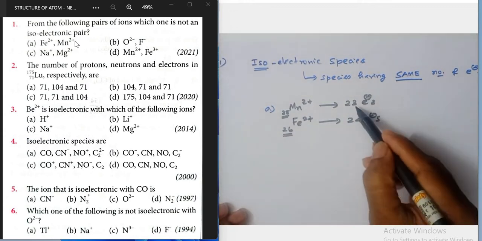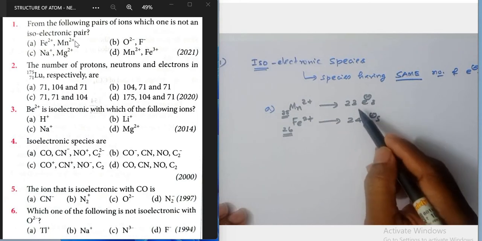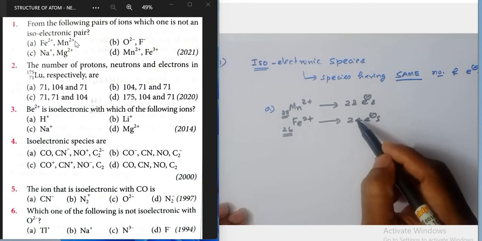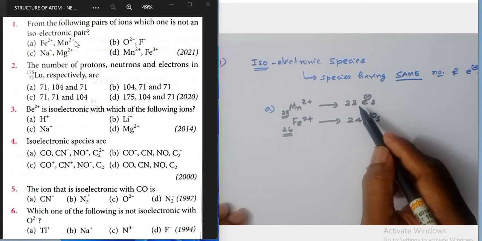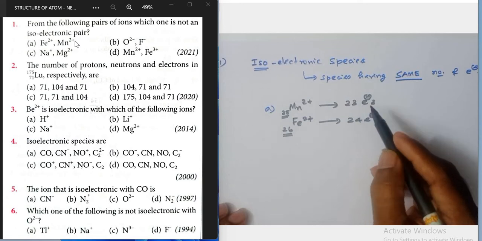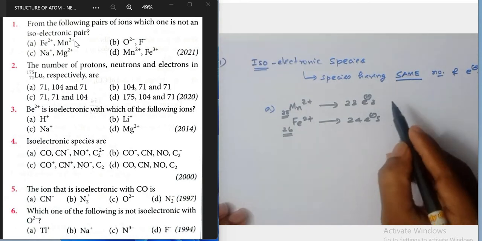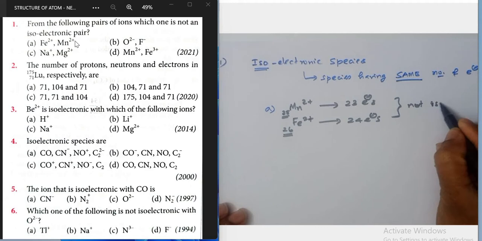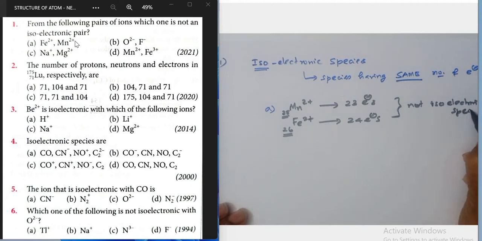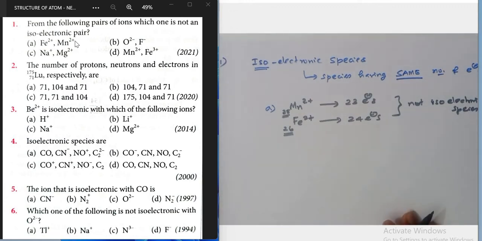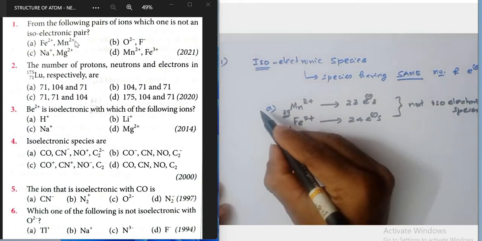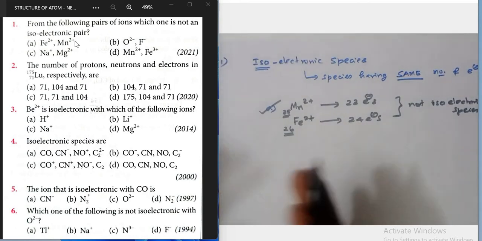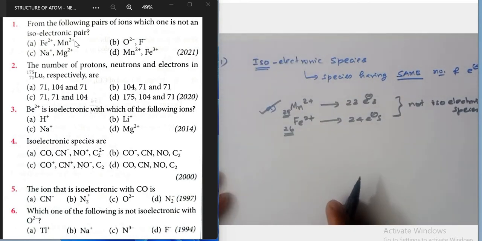Now see the two species. Is the number of electrons equal? No. Therefore Mn2+ and Fe2+ are not isoelectronic species. So for question number 1, the correct option is A. Anyway, we'll check options B, C, D also.